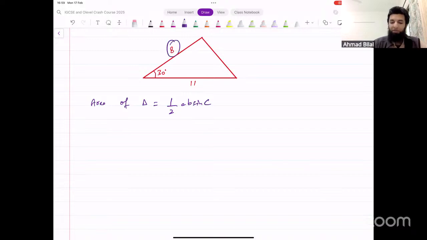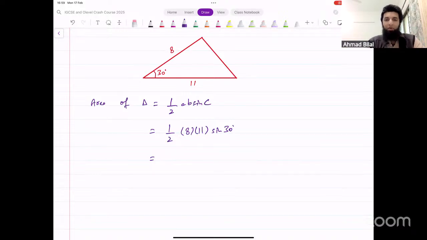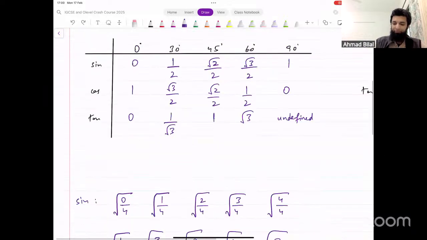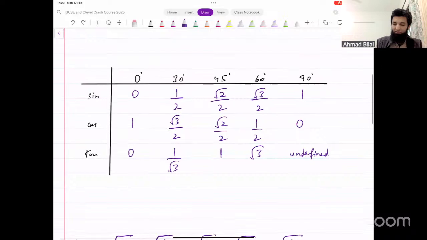Now, do you have two sides? You have 8 and 11. Okay, so you can use them. You can say 1 over 2 times 8 times 11 times sine of the angle between them, which is 30 degrees. And now, if it comes up in the non-calculator paper, how do you know what sine 30 is? What's the value of sine 30? You'll need to remember this. Sine 30 is 1 over 2, right? Sine 30 is 1 over 2.